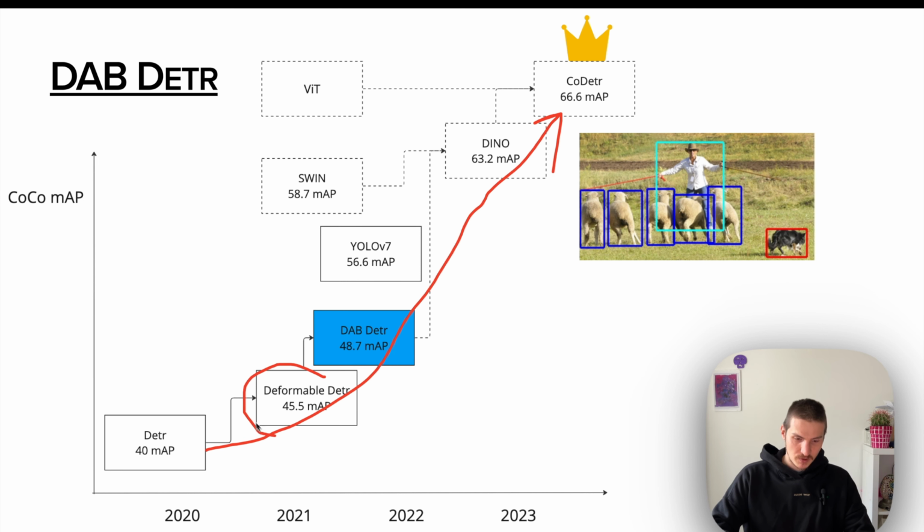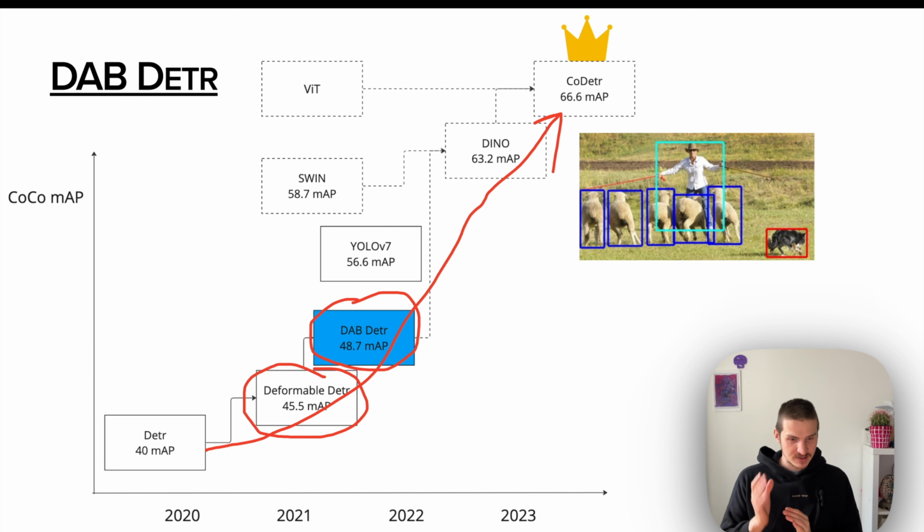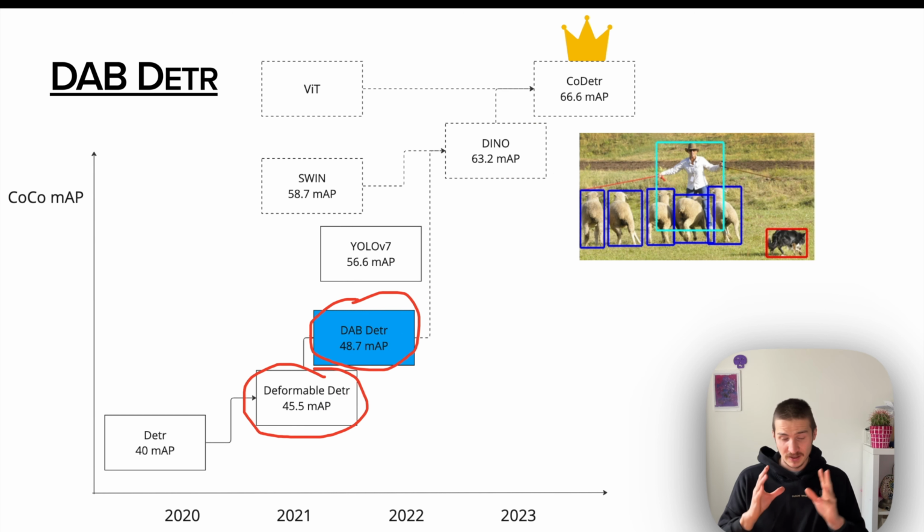So in the previous video, we also discussed deformable DETR. Now we discuss DETR with dynamic anchor boxes, or DAB-DETR. And then in future videos, I hope we'll also discuss various other models like denoising DETR, Swin, vision transformers, DINO, and finally the current state-of-the-art CoDETR.